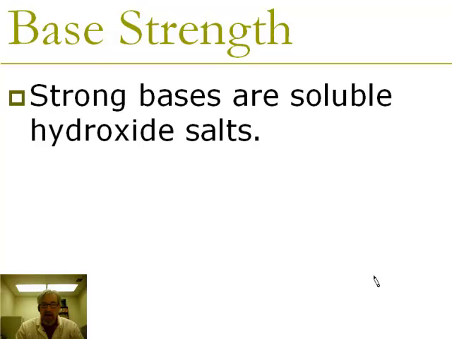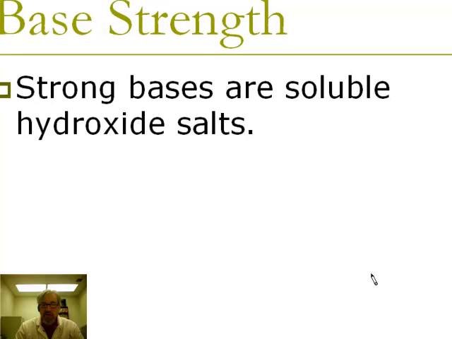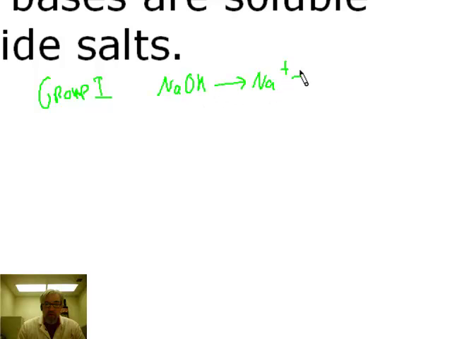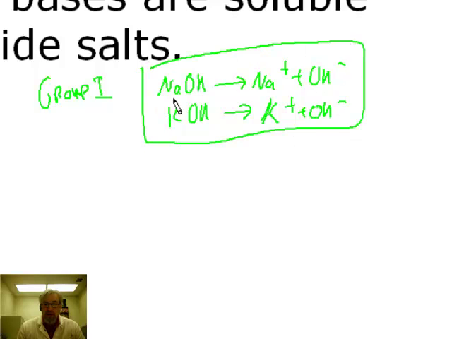Strong bases are just soluble hydroxide salts. So which hydroxide salts are soluble? Your solubility rules will tell you. First of all, it's the group 1s. All group 1 hydroxides are soluble. So this will give us NaOH, for example, that will completely split up to Na+ and OH minus, or potassium hydroxide, KOH, which is K+ and OH minus. And those are the two that you're going to see most often. The other ones are quite rare, and so we won't bother to list those.